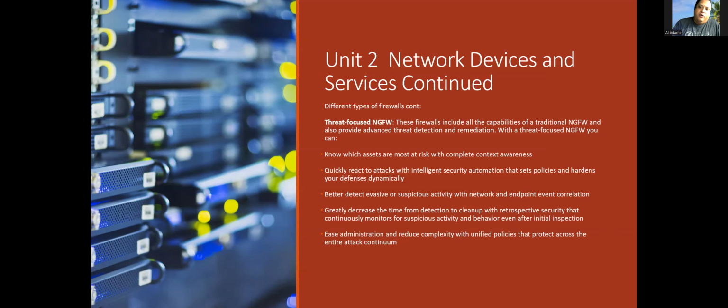Anyways, back to this, right? Greatly decreases the time, we talked about that. Easy administration, I should say, not ease, and reduce complexity with unified policies that protect across the entire attack continuum. What do you mean by policies? We'll get into that more.